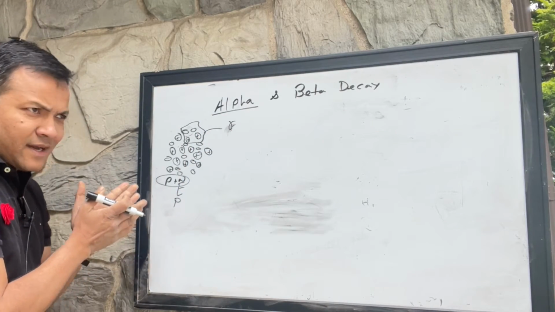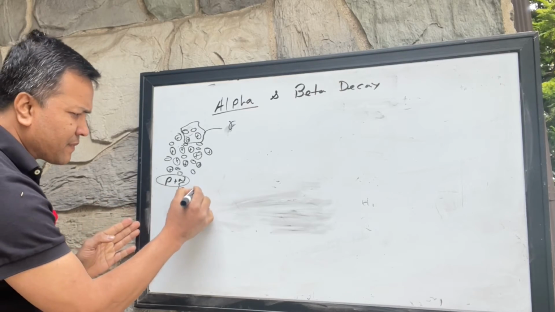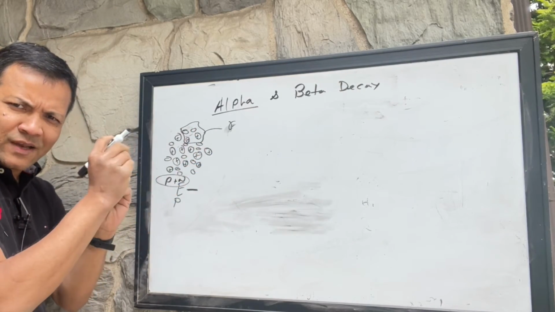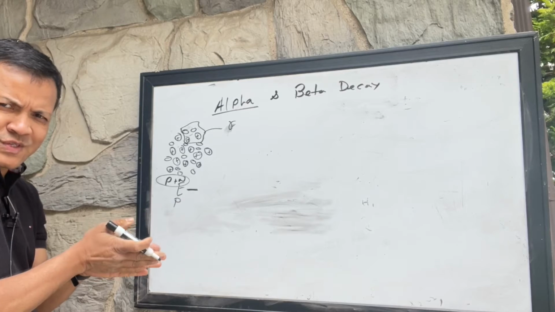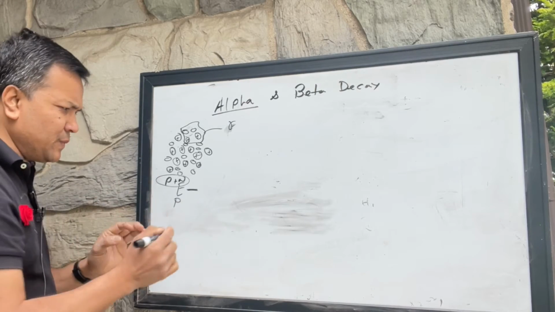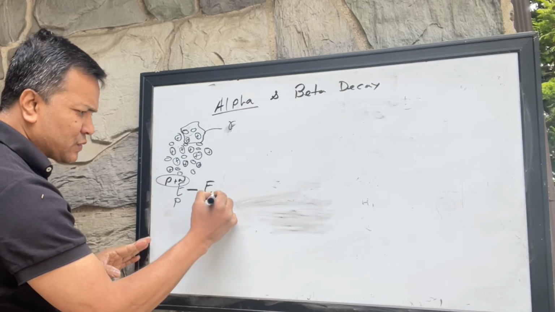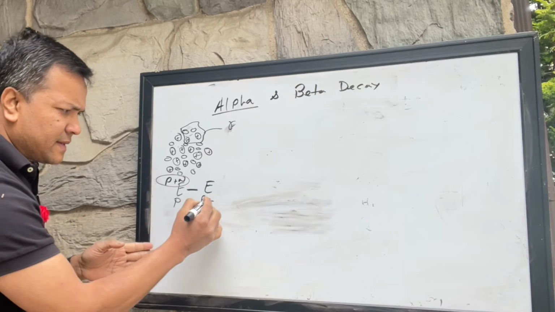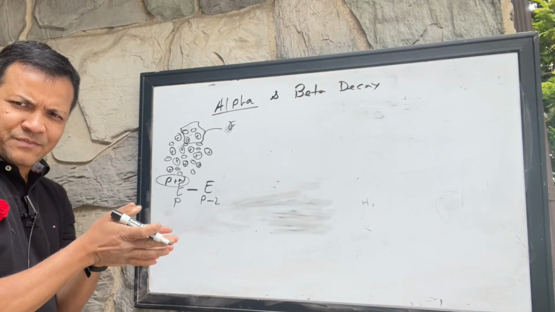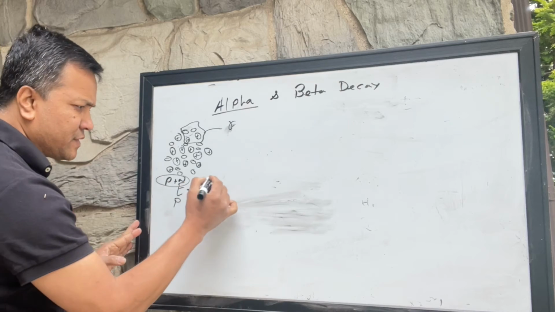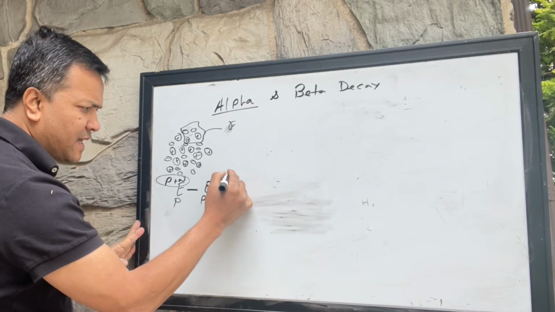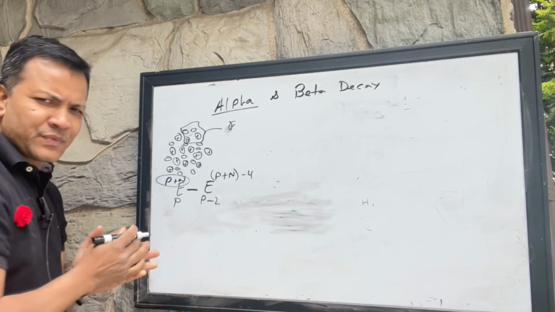And when they go through alpha decay, what happens? They lose two protons, and they also lose 4 atomic mass. So P plus N minus 4.